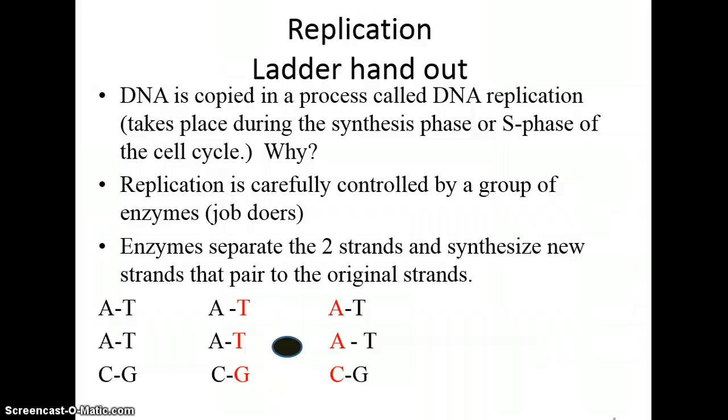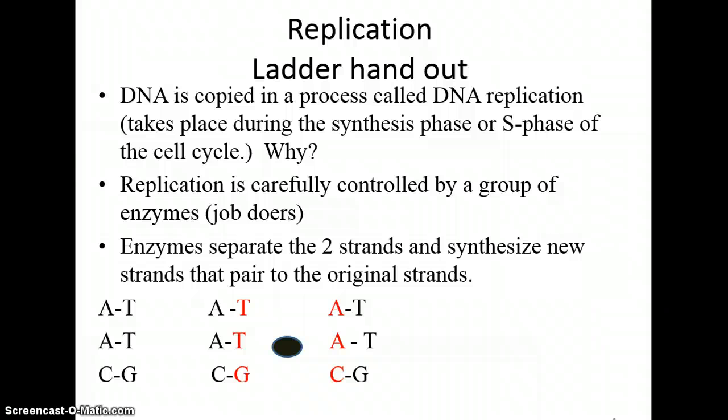So DNA is actually copied in a process called DNA replication. It takes place during the synthesis phase of the cell cycle, or the S phase. And remember, this has to take place because we're making two new cells. Each cell needs its own set of chromosomes. This replication is carefully controlled by enzymes. And enzymes are job doers. They do a lot of things in your bodies.